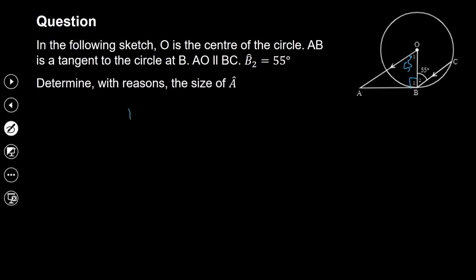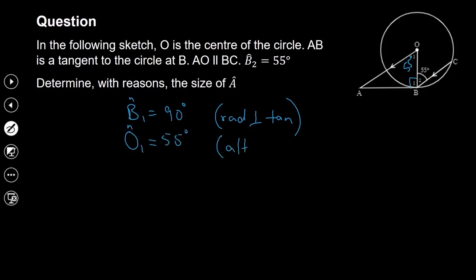So firstly, I will say that B1 is equal to 90 degrees. And my reason for this will be radius perpendicular to tangent. Remember that. And then I also wrote that my O1 was equal to 55 degrees, right? And the reason for this will be alternate angles. And why is it alternate angles? Because AO is parallel to BC. You do need to state that.